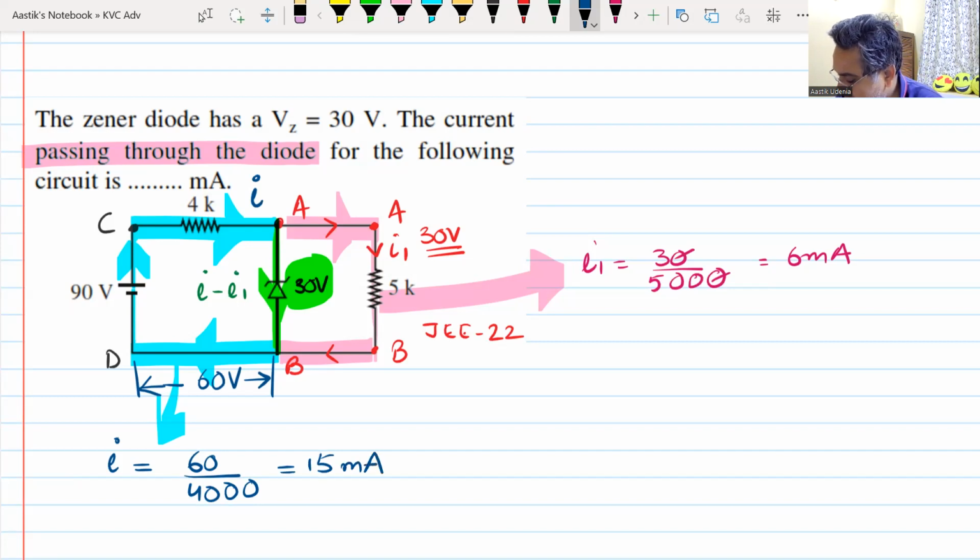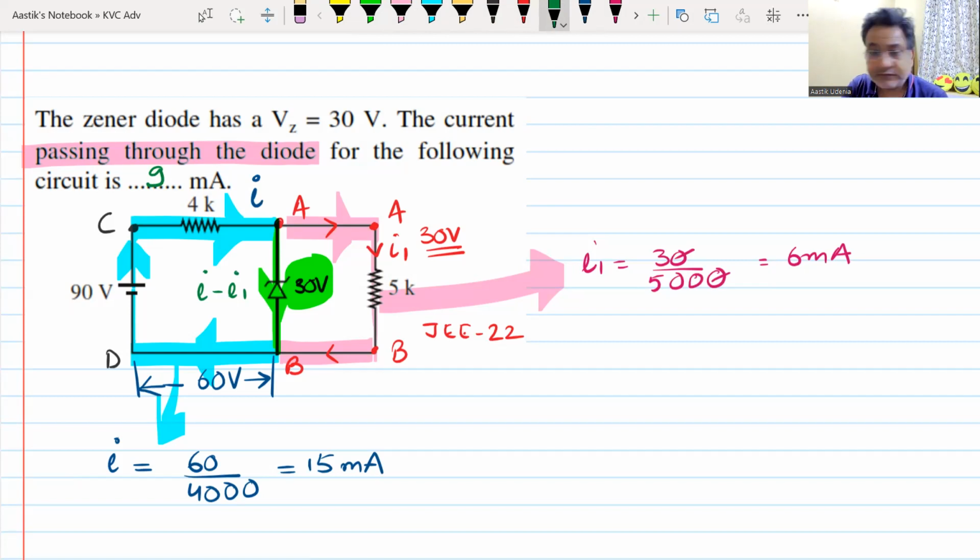15 milliamps. Now, since you know that the value of I is 15 milliamps, the value of I1 is 6 milliamps, you can tell me what is the current in the diode. How much will be the current in the diode branch? 9 milliamps. Current through the diode would be 9 milliamps. Do we understand this? Yes, sir. Okay.